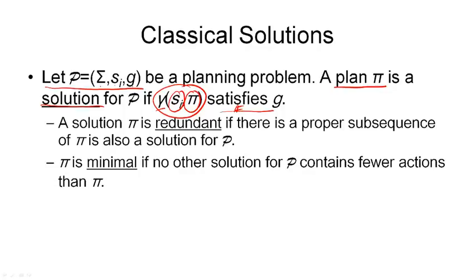Since there may be many plans that are solutions for planning problems, we want to distinguish those, and we can do that by defining some properties of these solution plans. So we can say that a solution is redundant if there is a proper subsequence of this plan that is also a solution for P. So if we can take our plan pi, remove some of the actions, and still have a solution plan, then we call the original plan redundant. And we can say that a plan pi is minimal if no other solution for our planning problems contains fewer actions. So it is minimal if it has the minimal number of actions.